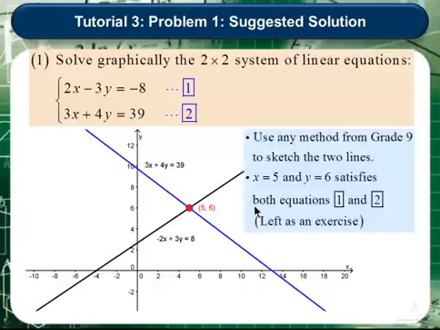6. So you can use any method that you know to sketch the 2 lines. You should be familiar with such a procedure. And if x equal to 5 and y equal to 6 satisfies both those particular equations 1 and 2, then this indeed will be a solution. And I'll leave this as an exercise for you to check. Substitute both x equal to 5 and y is equal to 6 into both equations and make sure that both equations are satisfied. So this then, of course, gives us a solution which is graphical for the 2 by 2 system of equations.